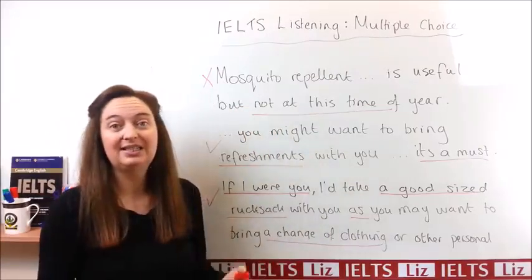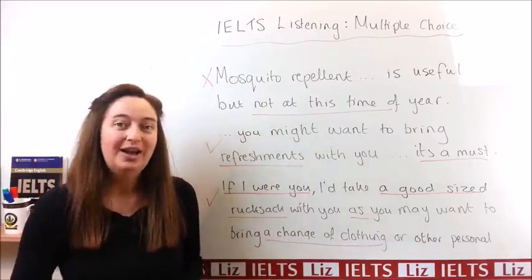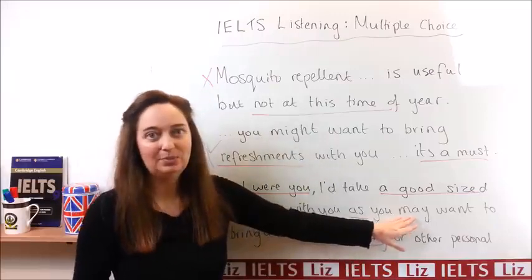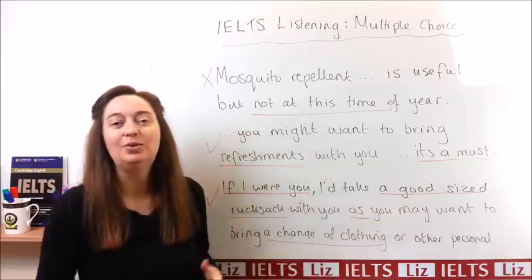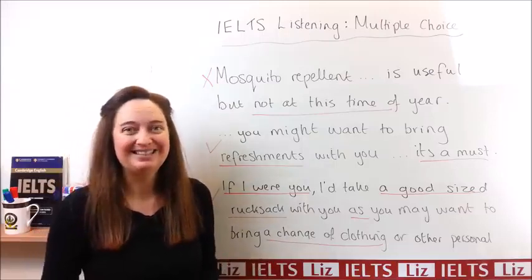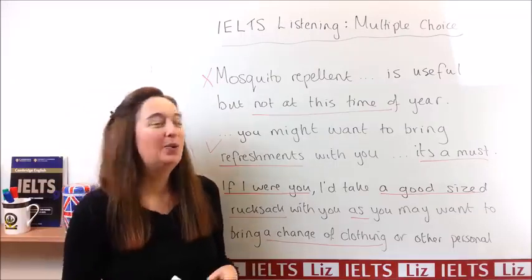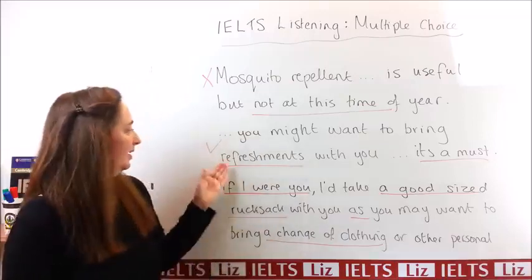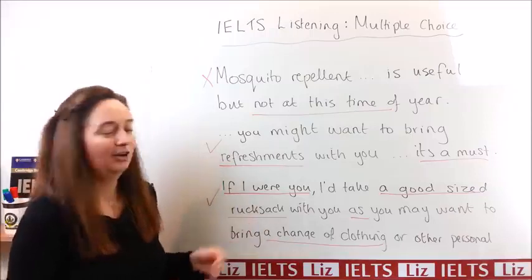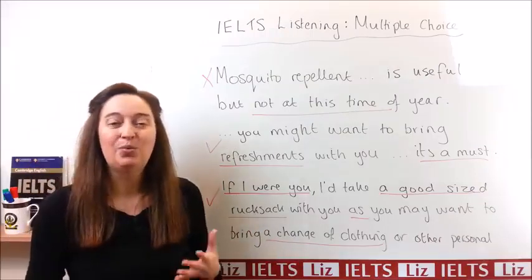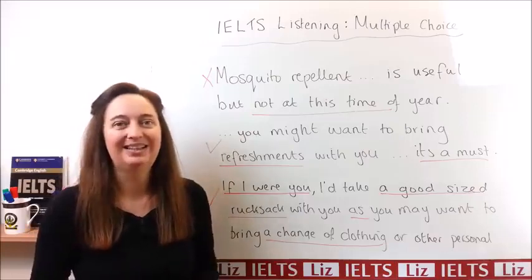So that is the option of extra clothes, but it does say "may want to bring," which means it's optional. You can choose to bring it or not bring it. It's not recommended. So the answer is walking boots, food and drink, and a large bag. Now let's look at the last option and see why that was not the answer.